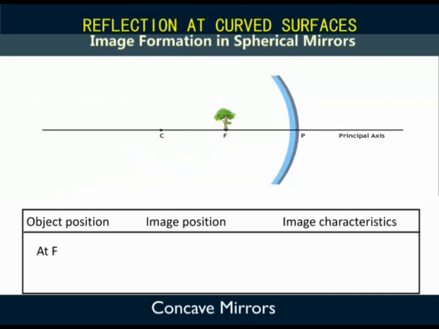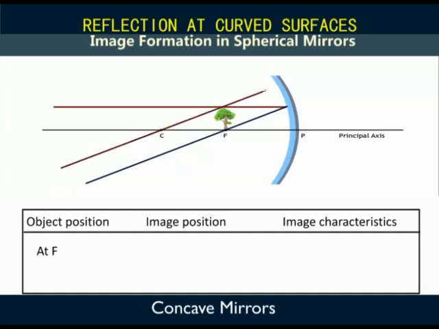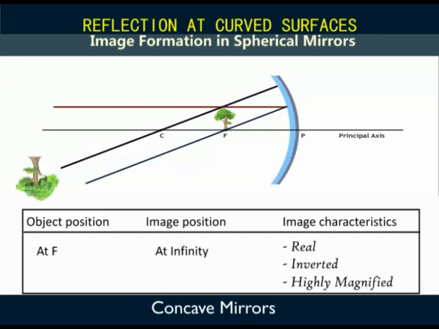Now an object at F. First ray, a ray parallel to the principal axis. It emerges through F. Now we cannot draw a ray through F. So our second ray will be one through C, and this one retraces its path after reflection. The reflected rays appear to be parallel, so the image is formed at infinity. This image is real, inverted, and highly magnified.